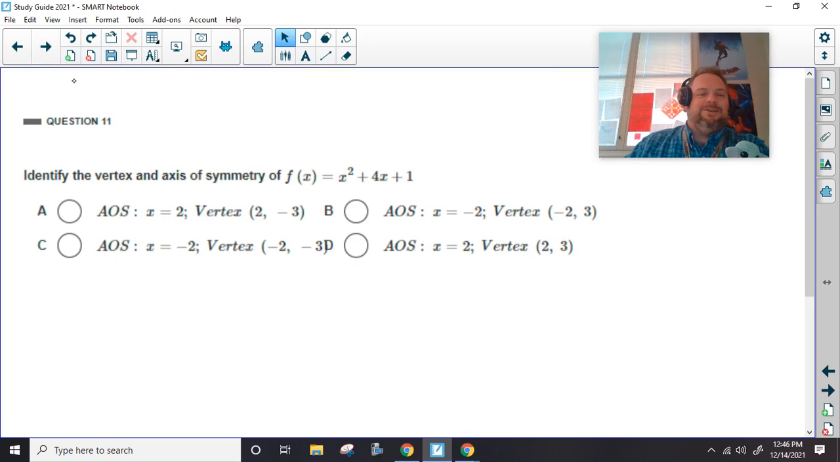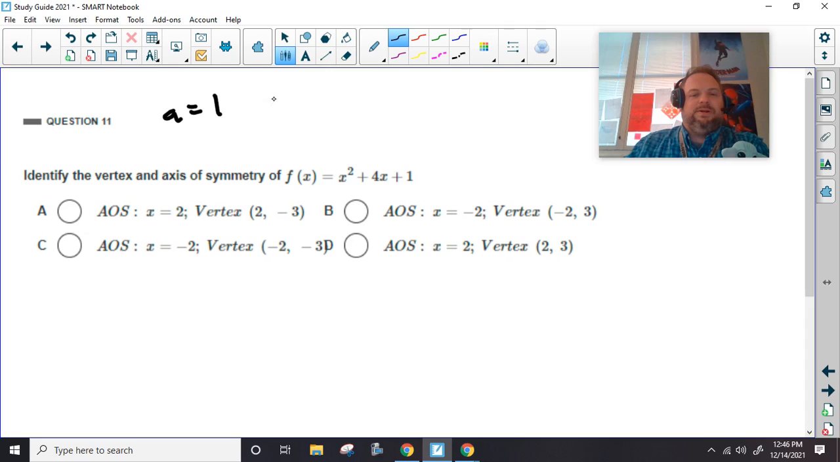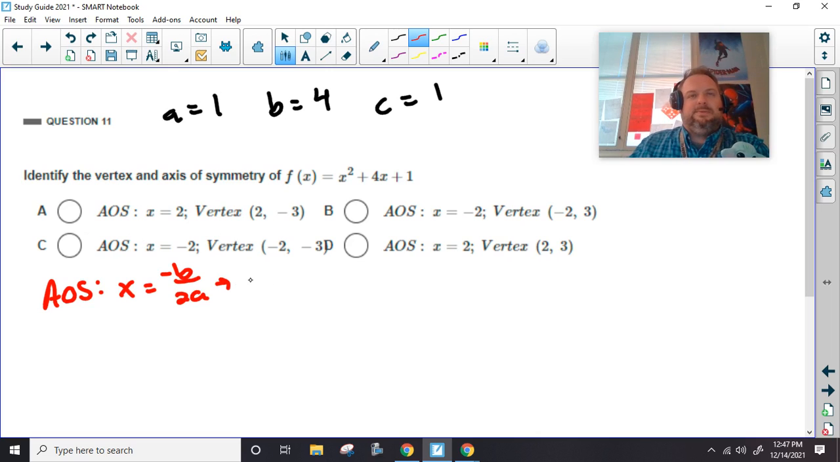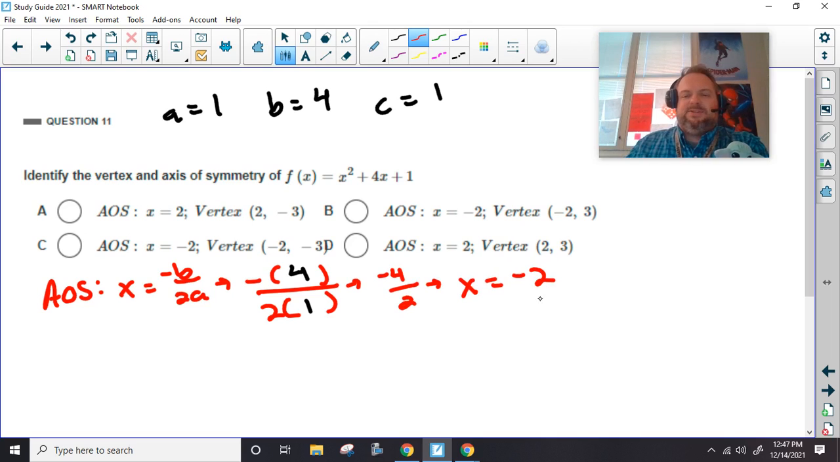All right. Number 11. Remember, our A is 1, our B is 4, and C is 1. To find the axis of symmetry, this is X equals negative B over 2A. So we just, as they say on the commercial, plug it in, plug it in. That would be funny. So we get X equals negative 2 for our axis of symmetry.